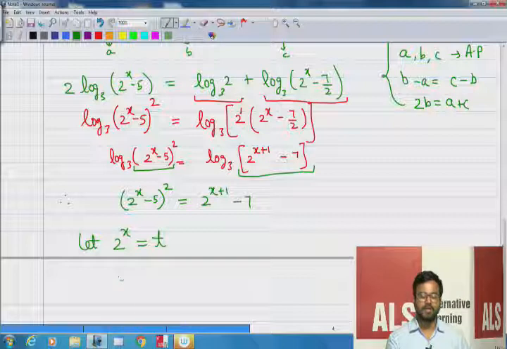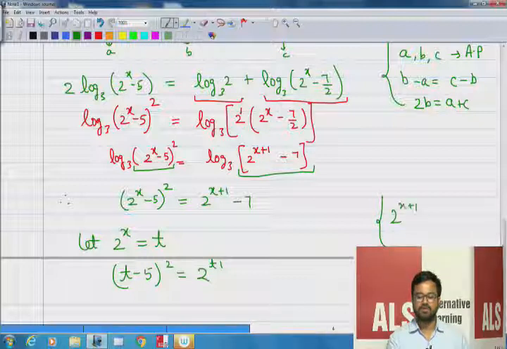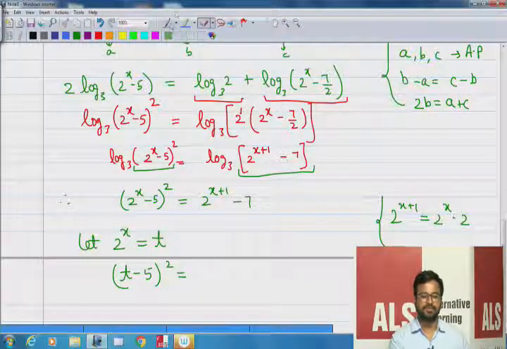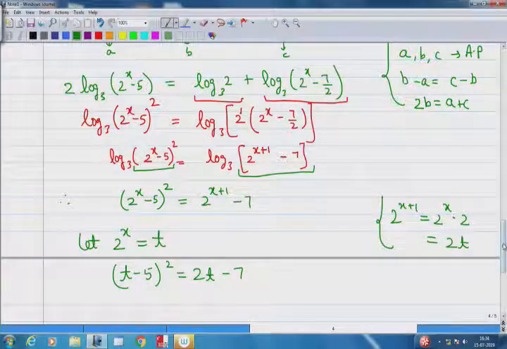So my equation will become like this: t minus 5 whole square is equal to, and now this is 2 power x plus 1. So we can write it like this: 2 power x plus 1 can be written as 2 power x into 2. So when we convert this 2 power x as t, it will be like twice of t minus 7, because this has become twice of t. So this is the equation after substituting.